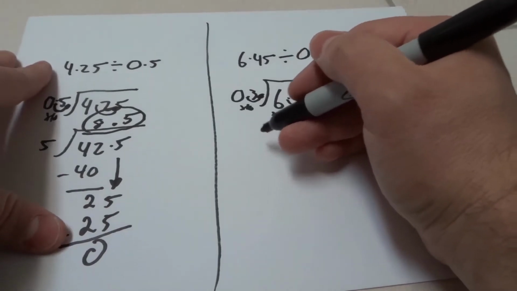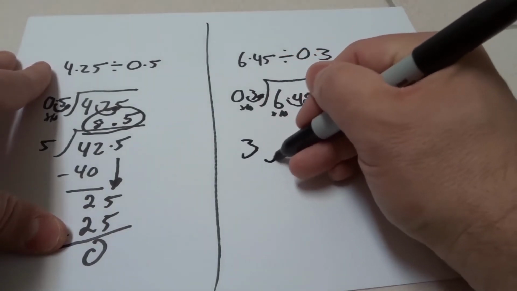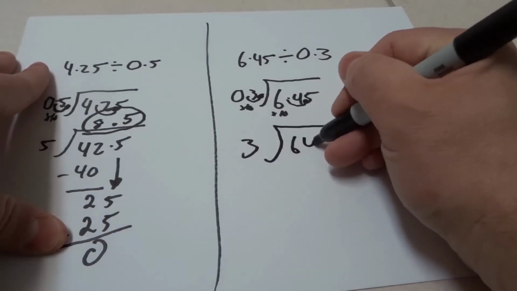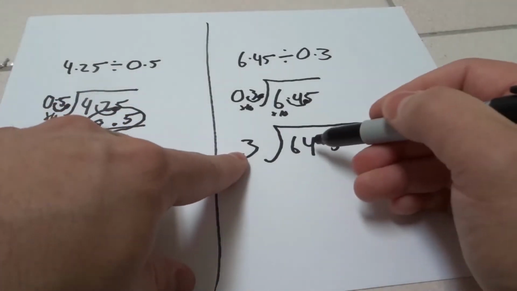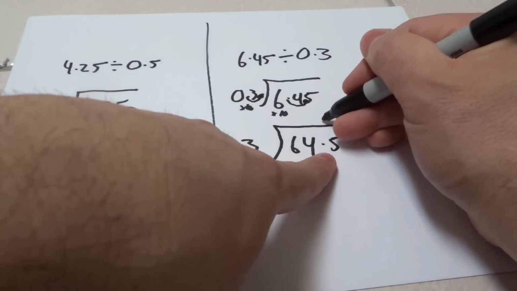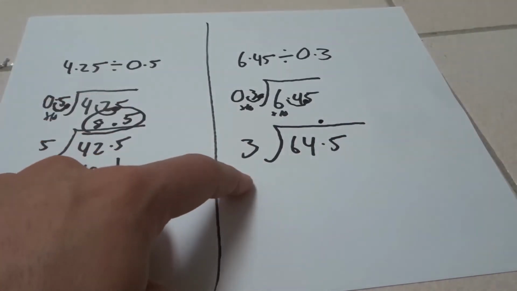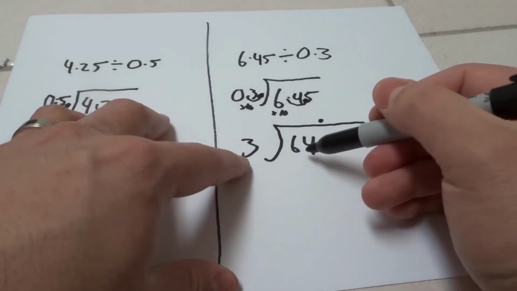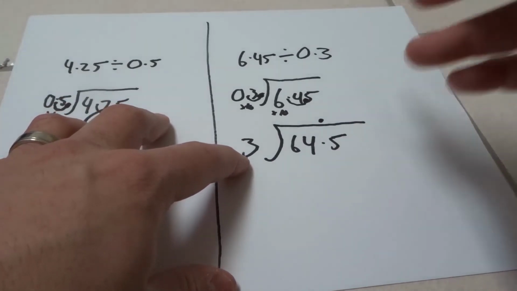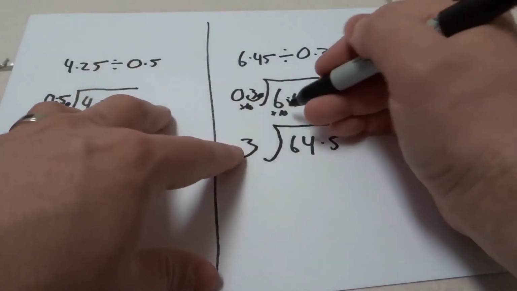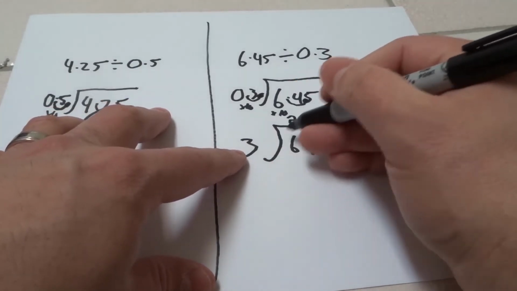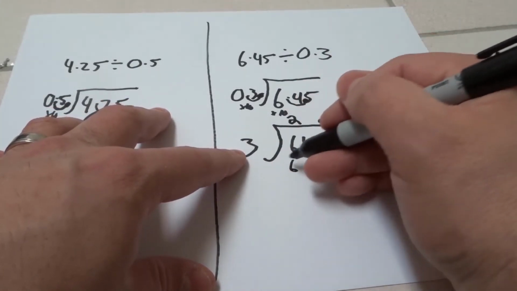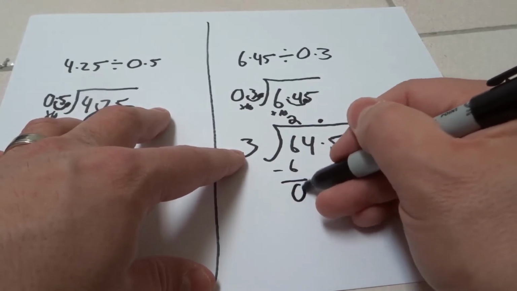Let's go ahead and put it again in an equation, 3, and 64.5. Now we take the decimal and bring it straight above, since the outer number here is a whole number. Does 3 go into 6? Yes, it does. 3 goes into 6 twice, so we put the 2 up here. 3 times 2 equals 6. Let's go ahead and subtract it. That brings us to a 0.